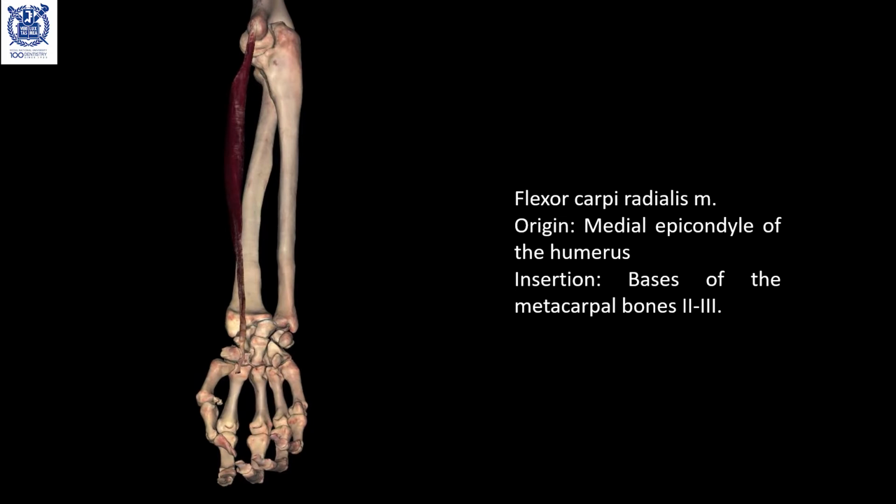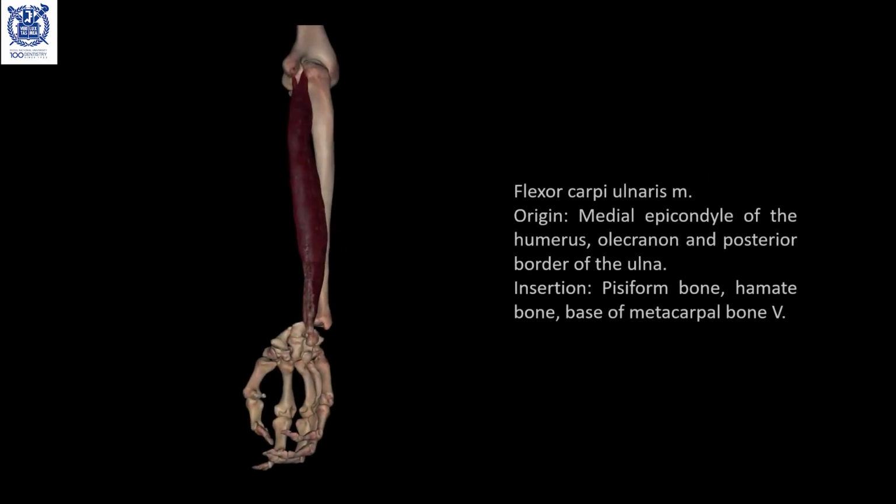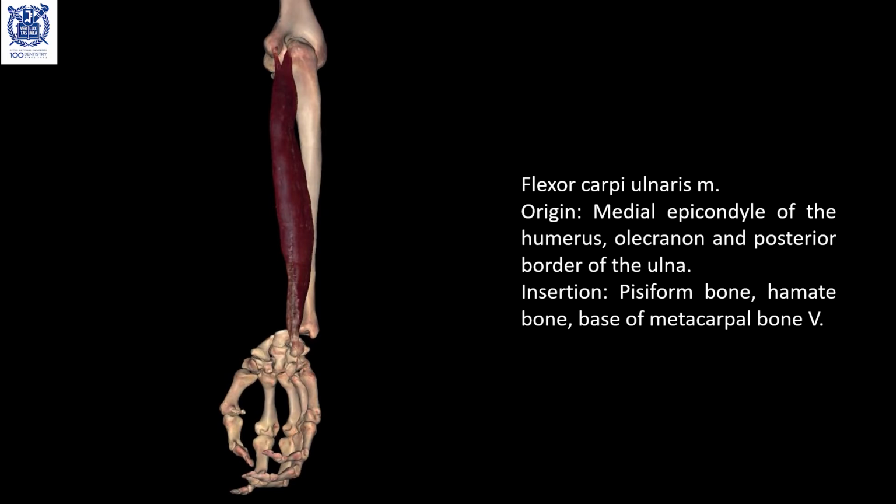Flexor carpi radialis muscle. Origin. Medial epicondyle of the humerus. Insertion. Base of the second and third metacarpal bones. Flexor carpi ulnaris muscle. Origin. Medial epicondyle of the humerus, olecranon and posterior border of the ulna. Insertion. Pisiform bone, hamate bone, base of the fifth metacarpal bone.